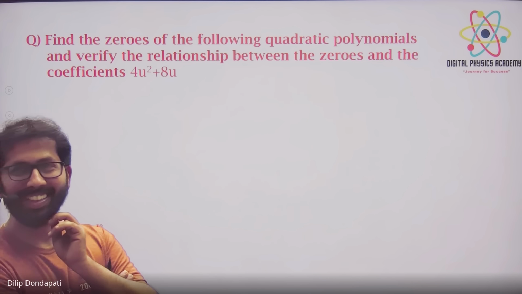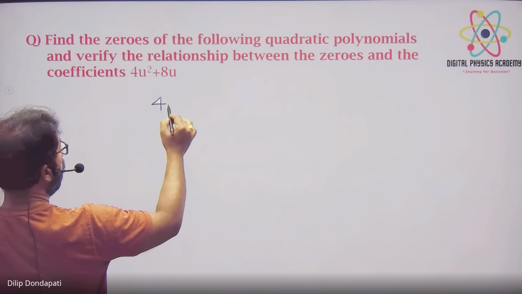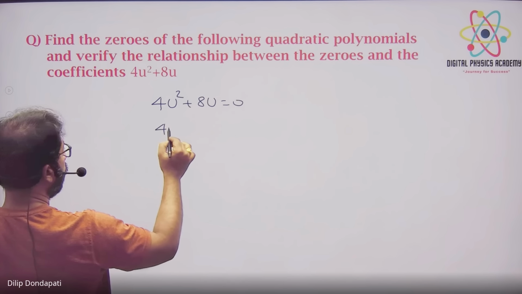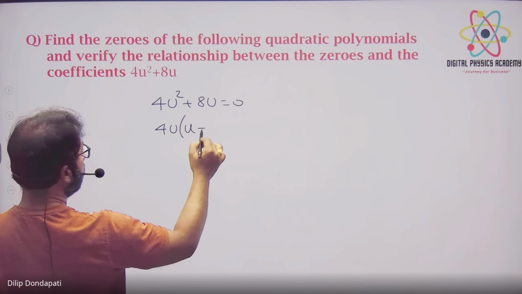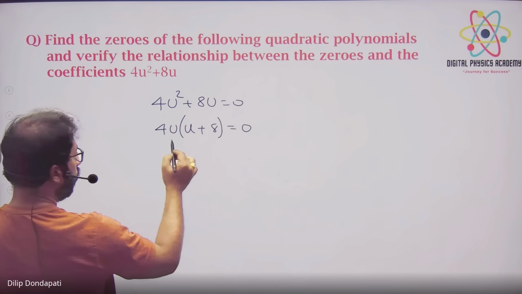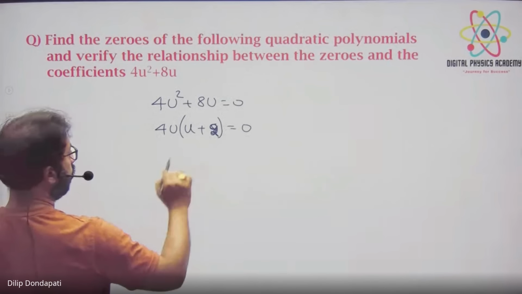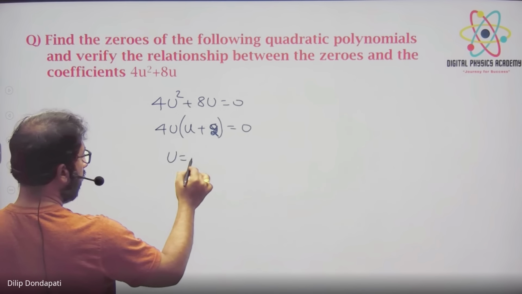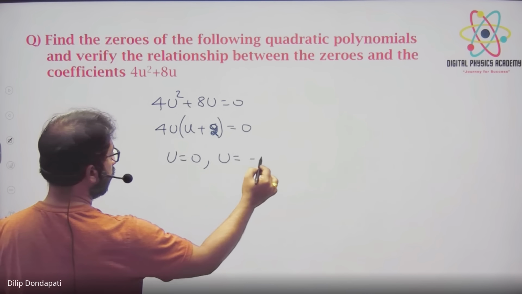Done. How do we find the zeros? Simply, the polynomial we are equating with zero. 4u square plus 8u is equal to 0. If we take 4u common, u plus 2 is equal to 0. So one zero is u is 0, and the other one is u is minus 2. These two zeros are alpha, beta.